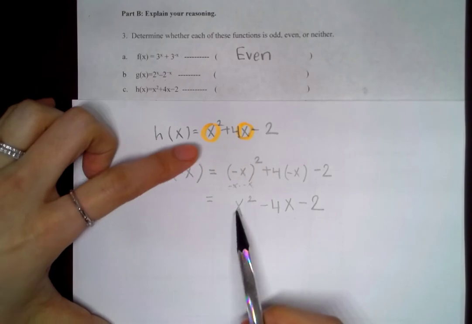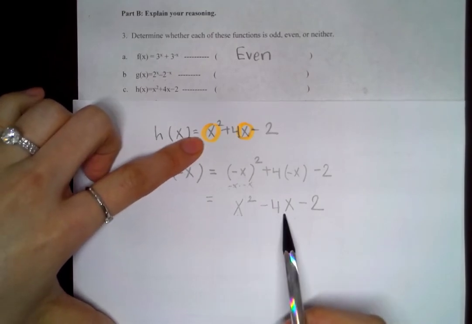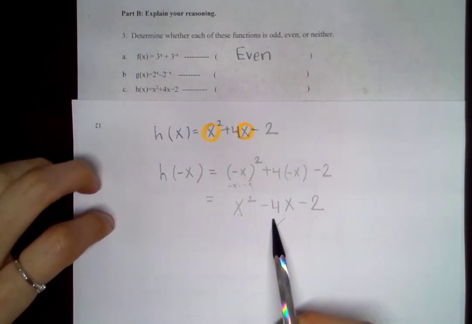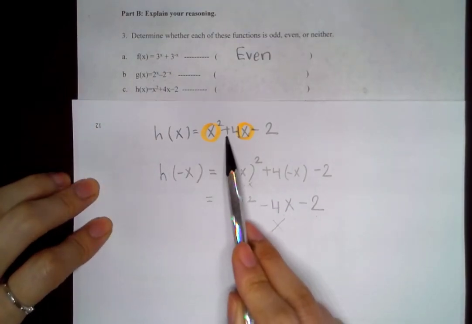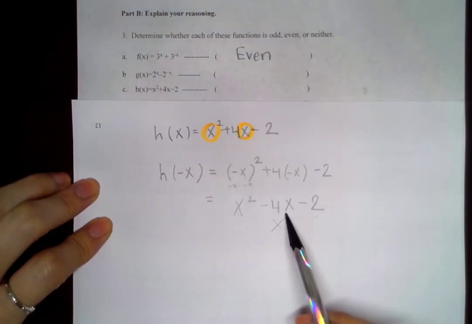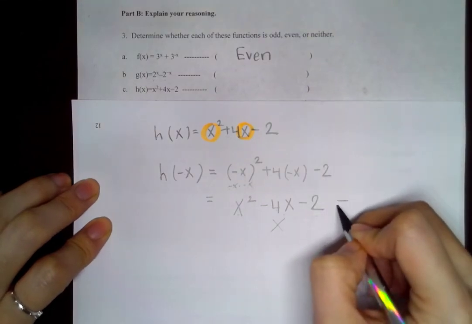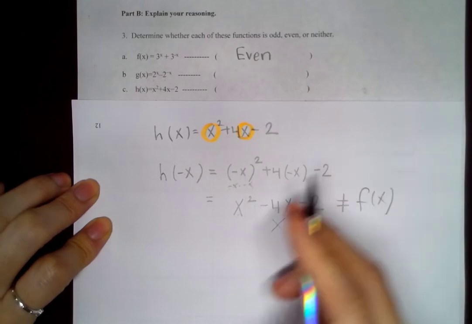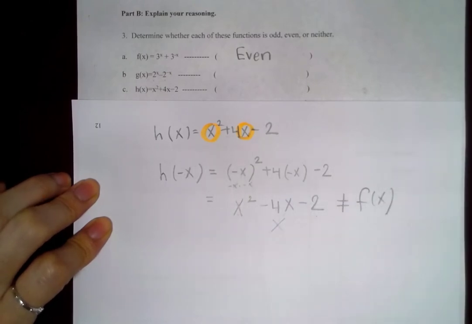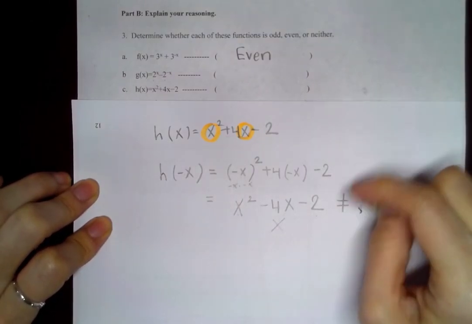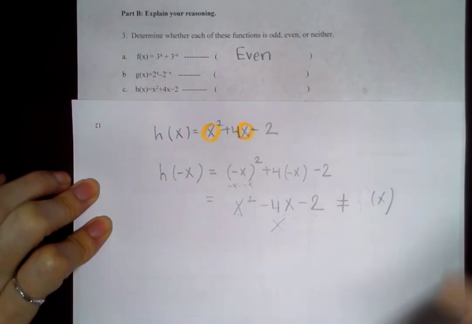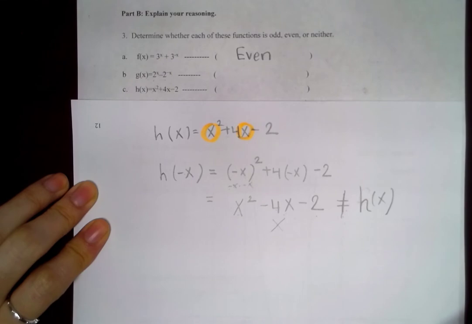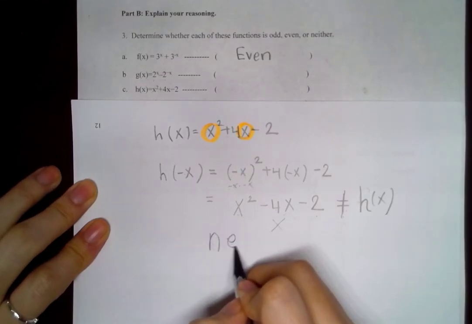Do you have x squared? Yes. Do you have negative 4x? No. Do you have negative 2? Yes. This one, you don't have. The original function has plus 4x, but you got negative 4x. So this is not equal to f of x, right? Even if you make it negative, that's h, I'm sorry, even if you make everything negative, you can't get the same thing. So this is what? It's different. So what? Neither.